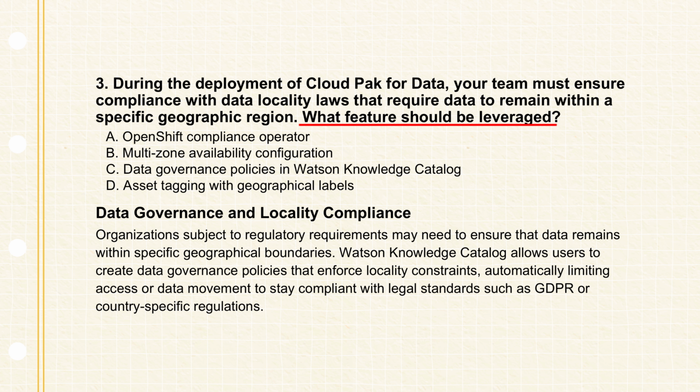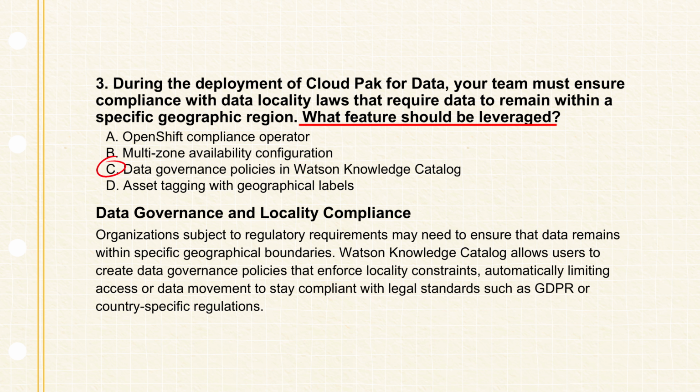Interesting options. But the most direct answer here is C, data governance policies in Watson Knowledge Catalog, or WKC. Why WKC specifically? Because WKC is designed for exactly this, defining and enforcing rules about data. It lets you create policies that can, for example, restrict data movement across geographical boundaries or control access based on location. So it's not just about knowing where data is, like tagging might imply, but actively controlling it based on rules. Precisely. You enforce the rules. This is absolutely essential for meeting legal requirements like GDPR or CCPA, avoiding fines, and, frankly, maintaining trust.